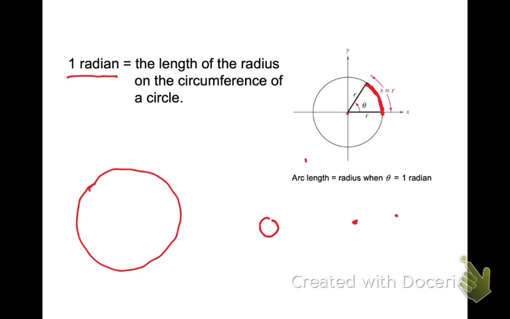Radians and degrees are the same. They're measuring angles. They have a conversion factor, which we will learn in a second. But there is approximately 6.28.